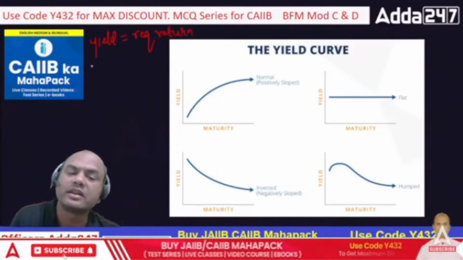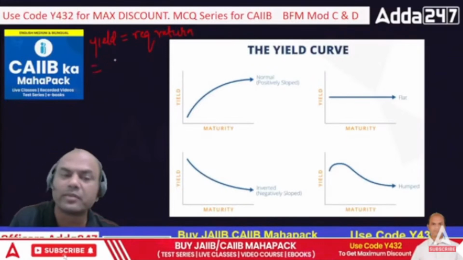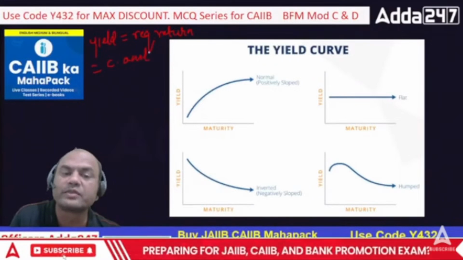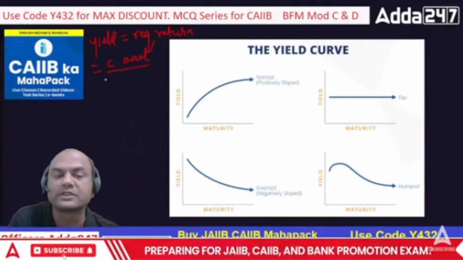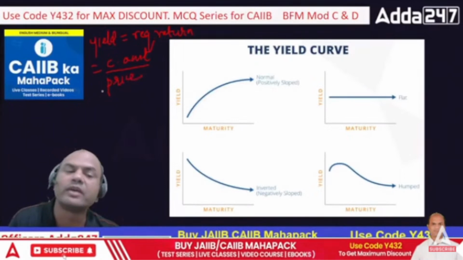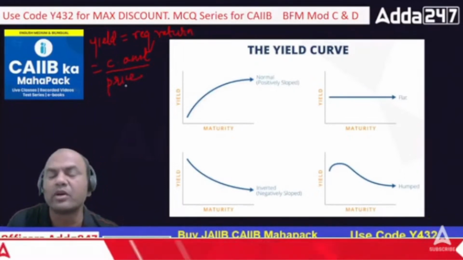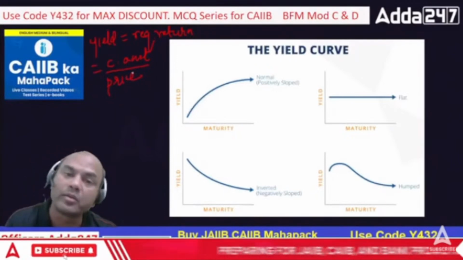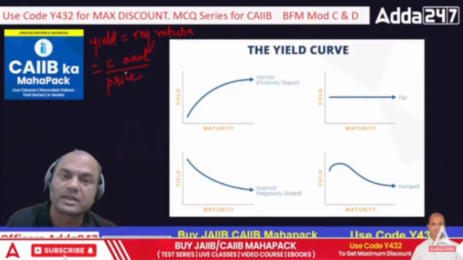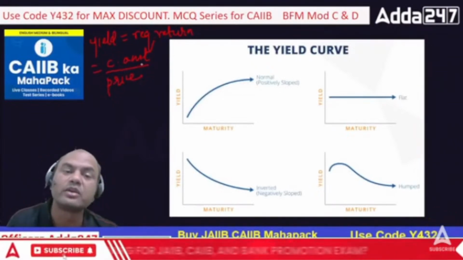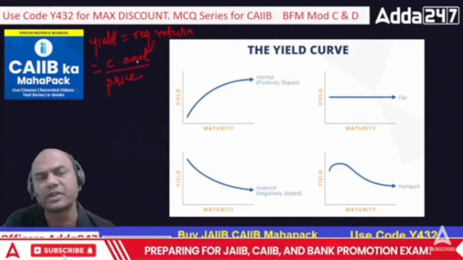How is it calculated? Yield is calculated very simply: coupon amount upon the price of that bond. Coupon means the interest which I am getting. What is YTM? If I keep the same bond till maturity, the average return which I will get from the date of purchase to the date of maturity is called YTM, yield to maturity. That's a separate formula for this.